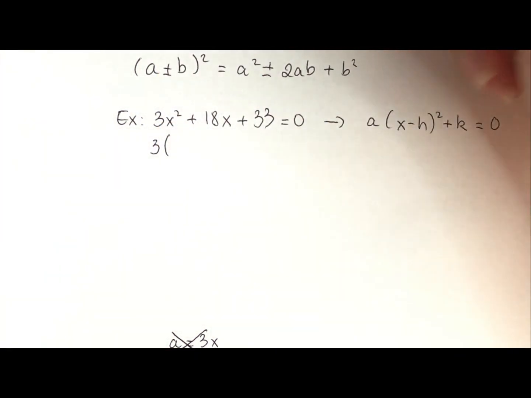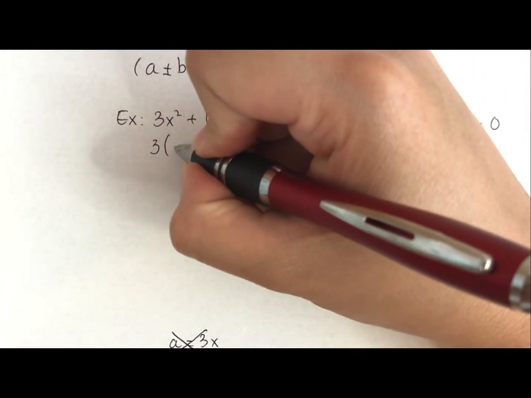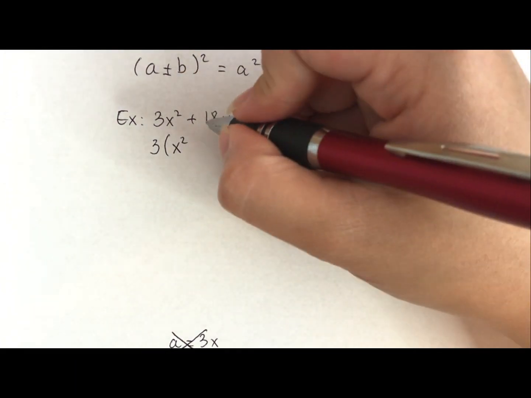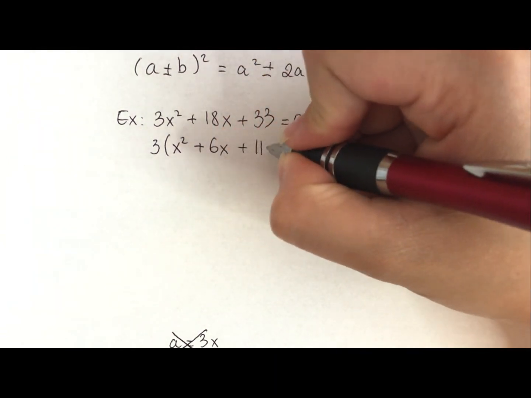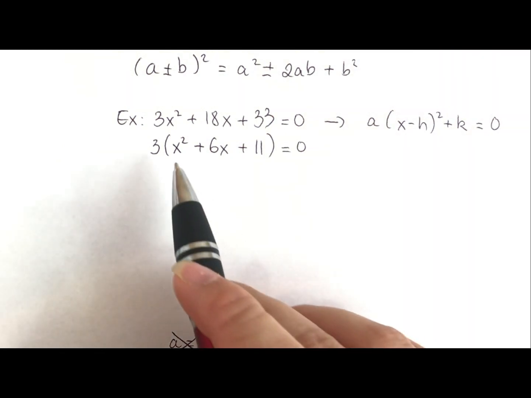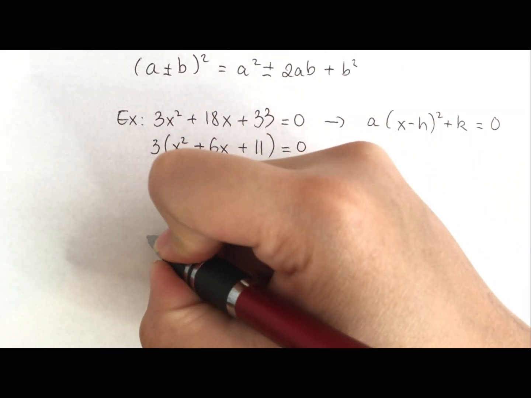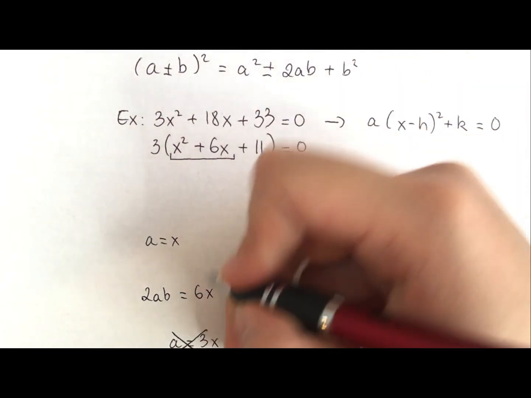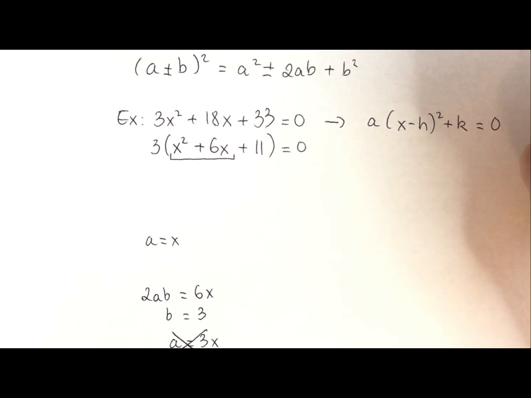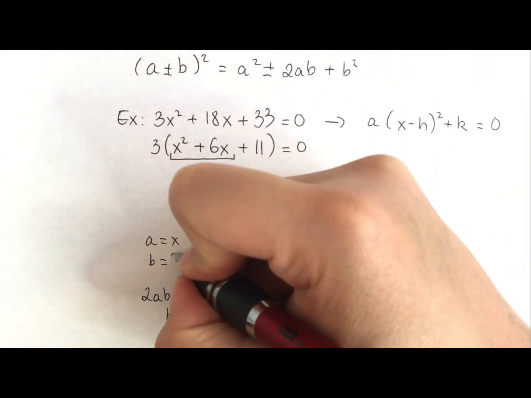The easiest way to do this would be to factor out the coefficient. So if I factor out the 3, I have to factor it out of every term. If I take 3 out of 3x squared, I would have x squared. If I take 3 out of 18x, I would have 6x, and then 11. So now you only need to treat the inside as the previous problem that we did. In this case, again, our a would be x, 2ab is 6x, so b would have to be 3. This is a random example, but it turns out to be really similar to the one we did last time.